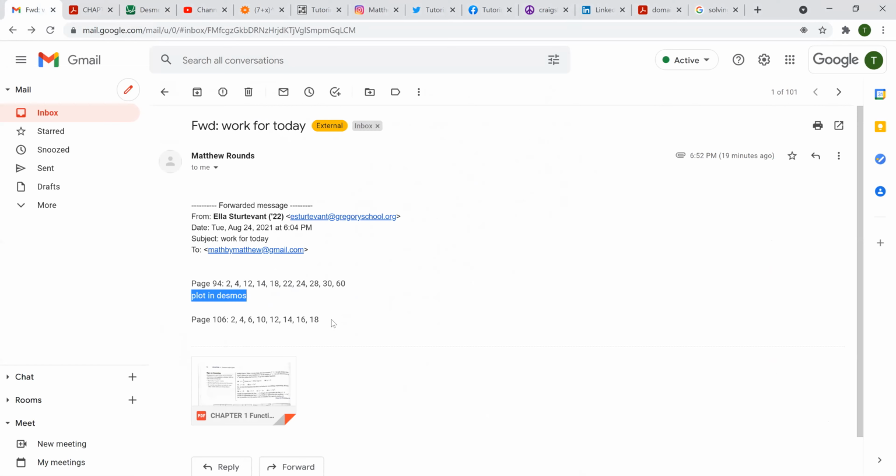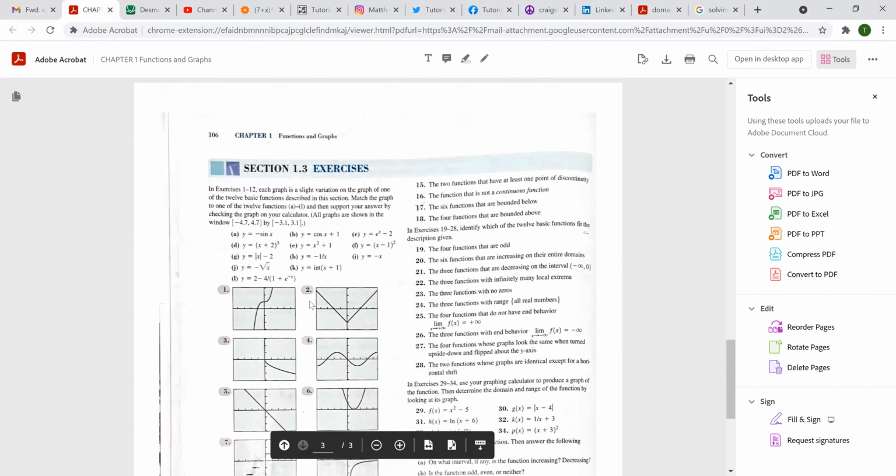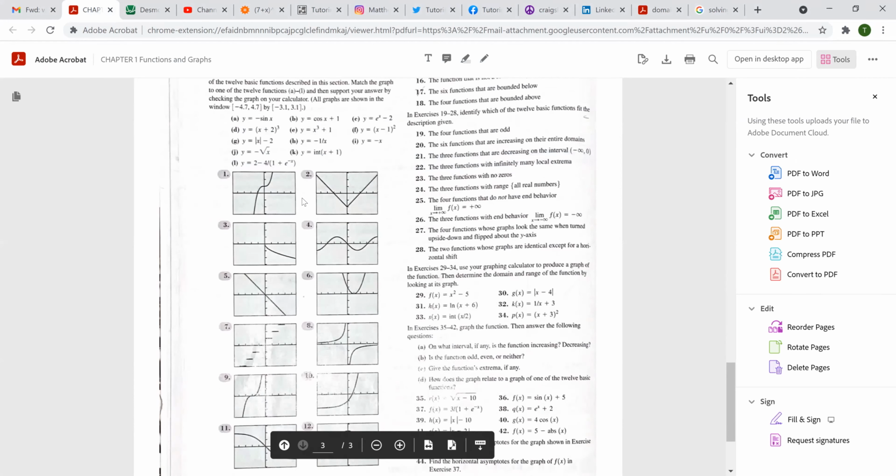Now we got page 106, number 2. And I'm assuming that that's just a continuation. Yep, there it is, number 2. Okay, so these are matching exercises. Is that right? Yeah. All right, so I'm going to switch to the other window. And we'll kind of do this the more conventional way we've always done it here.